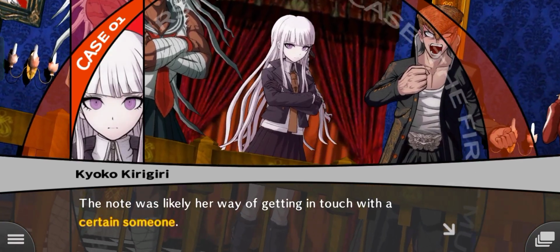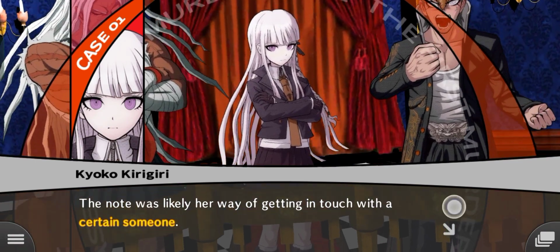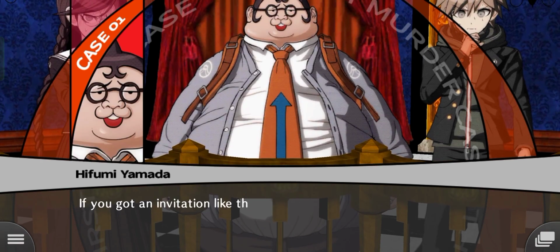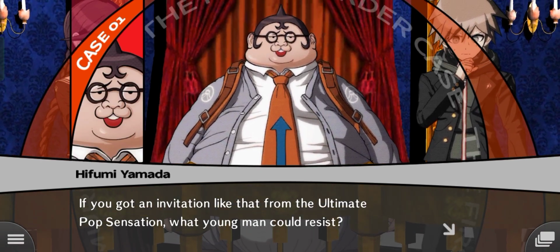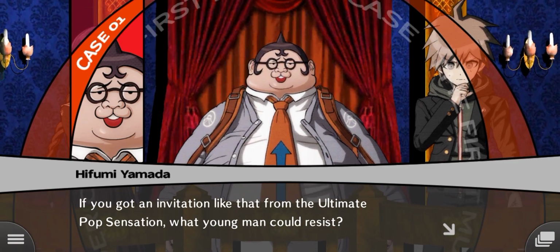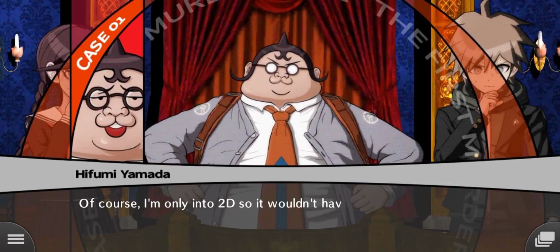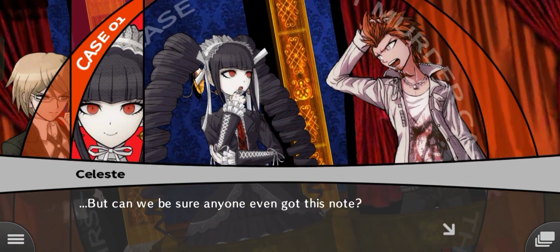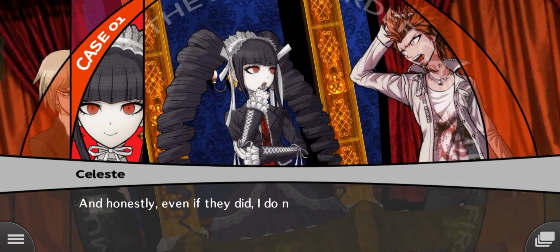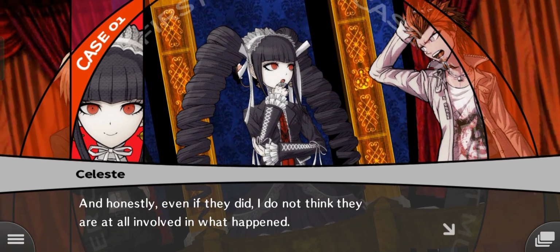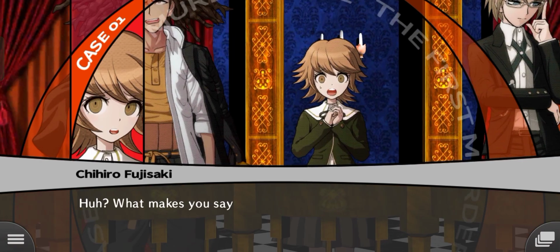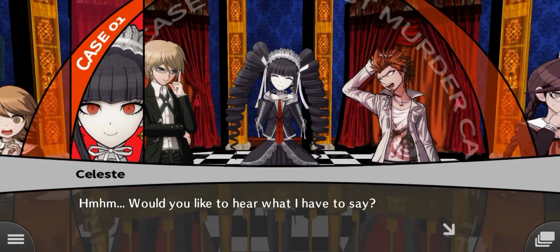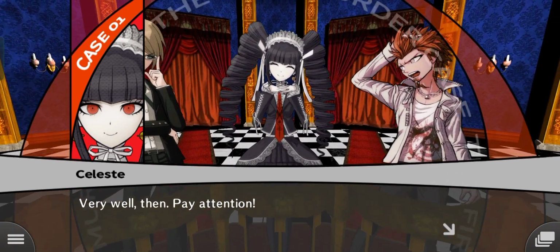The note was likely her way of getting in touch with a certain someone. She must have slid it under their door to let them know she wanted to meet with them in secret. If you got an invitation like that from the ultimate pop sensation, what young man could resist? Of course, I'm only into 2D, so it wouldn't have any effect on me. But can we be sure anyone even got this note? And honestly, even if they did, I do not think they are at all involved in what happened. Huh? What makes you say that? Would you like to hear what I have to say? Very well then. Pay attention.